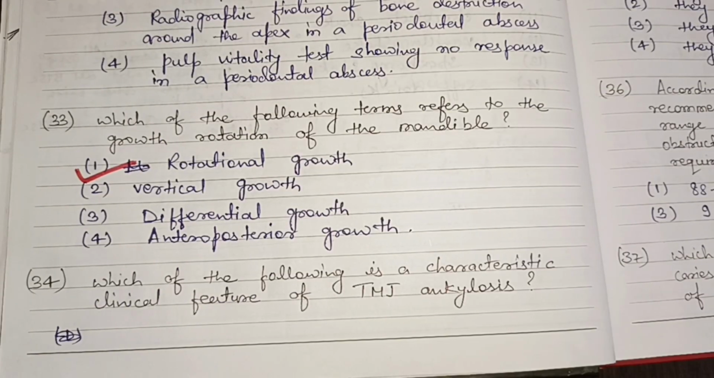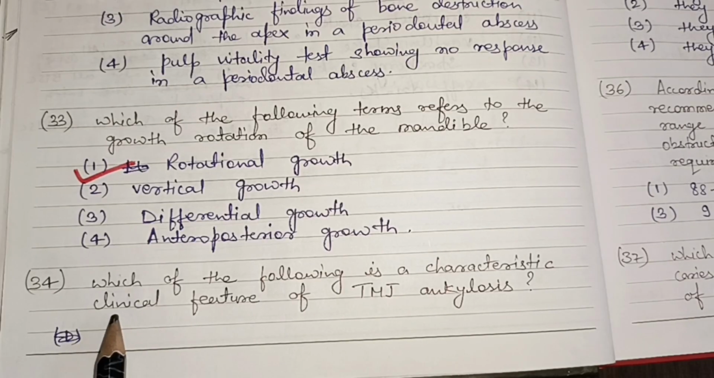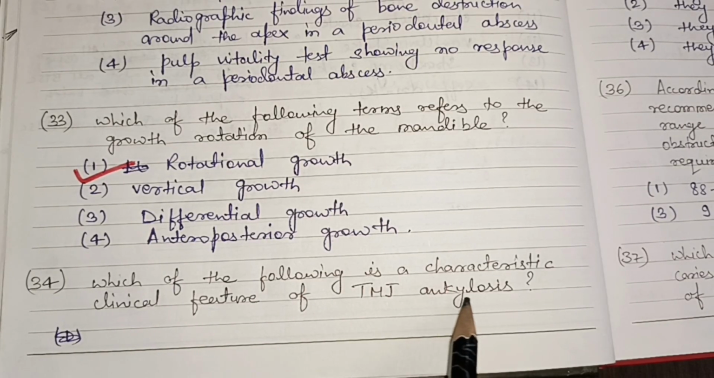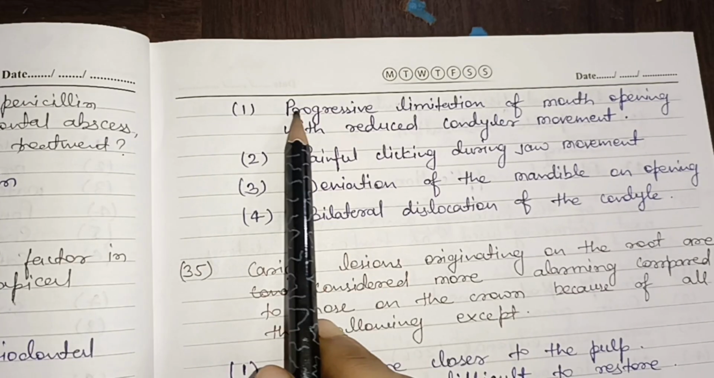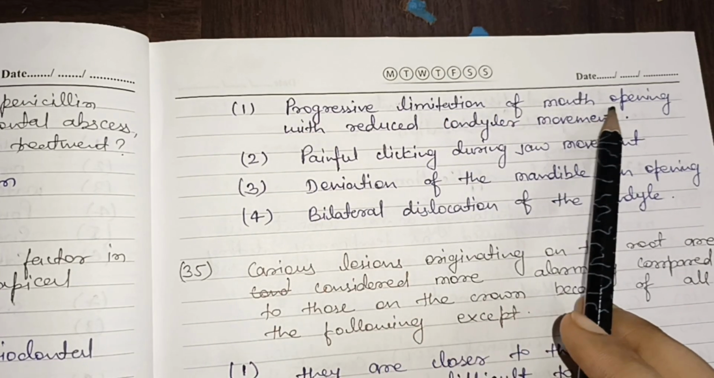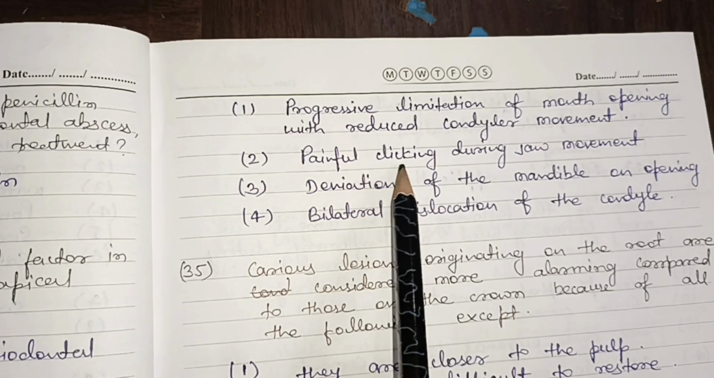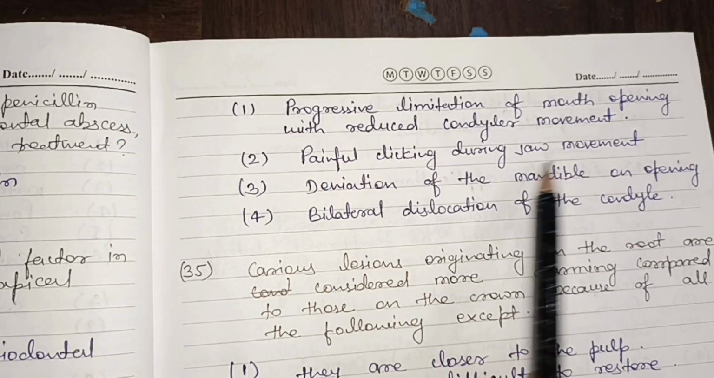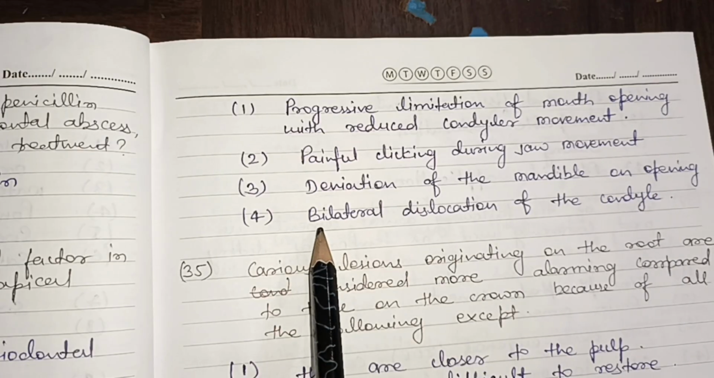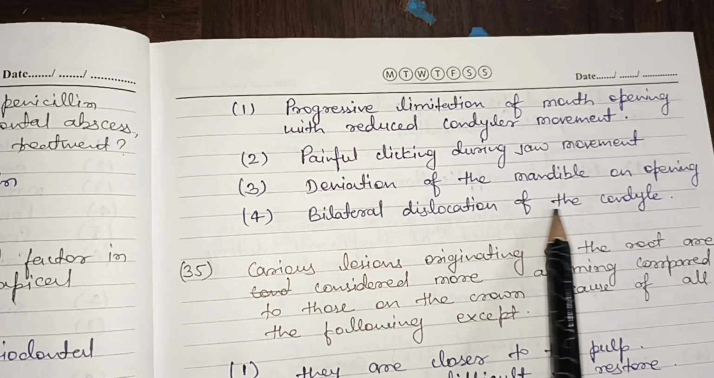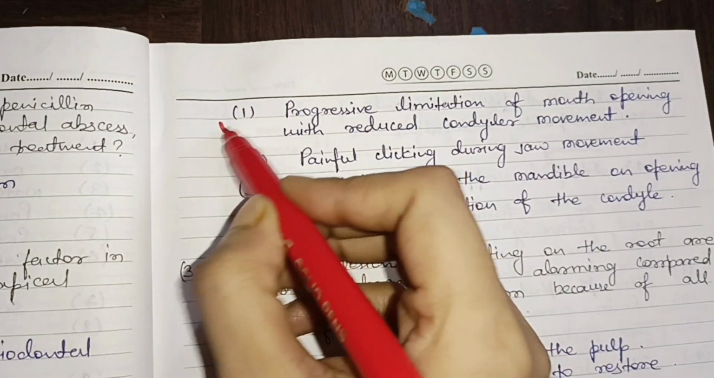Question 34 is, which of the following is a characteristic clinical feature of TMJ ankylosis? Progressive limitation of mouth opening with reduced condylar movement, painful clicking during jaw movement, deviation of the mandible on opening, bilateral dislocation of the condyle, and the correct answer is 1.